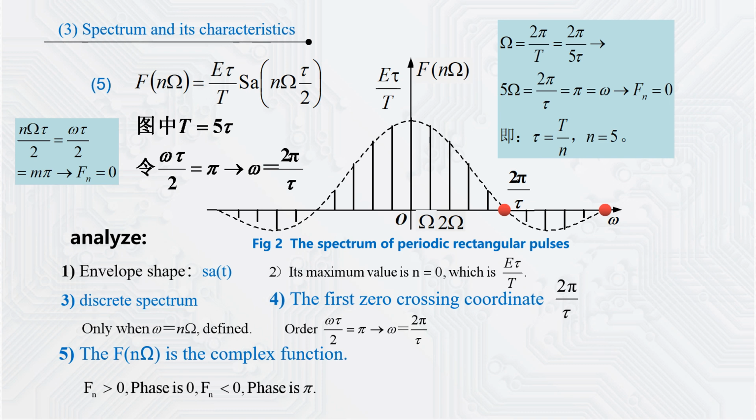And according to the previous analysis, normally Fn(omega) is a complex function, but for this periodic rectangular pulse, Fn(omega) is a real function. Its amplitude and phase have the following nature. When the amplitude of its spectrum Fn is greater than 0, the phase is 0. When Fn is less than 0, its phase is pi.